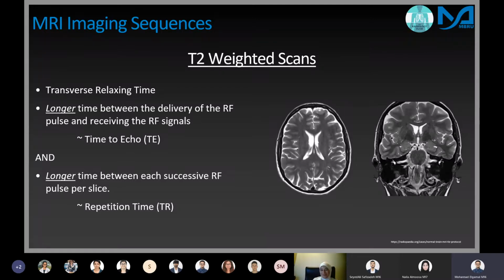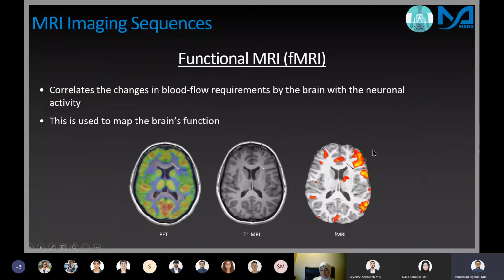All right, now let's move on to the T2 weighted image. A T2 weighted image has a longer time of echo and a longer repetition time, so it picks up on things a lot better. If we compare the two, it's a lot brighter than the T1 image. I'll talk about the differences between T1 and T2 later on.